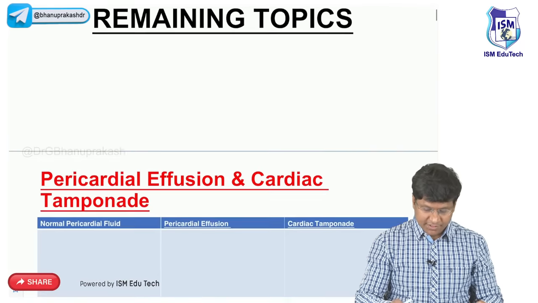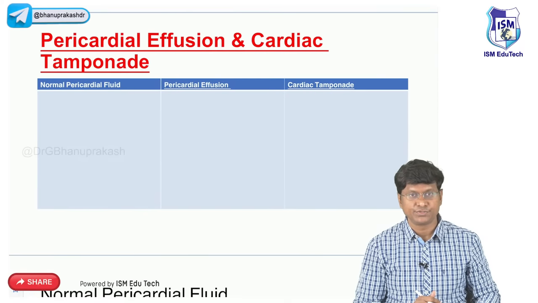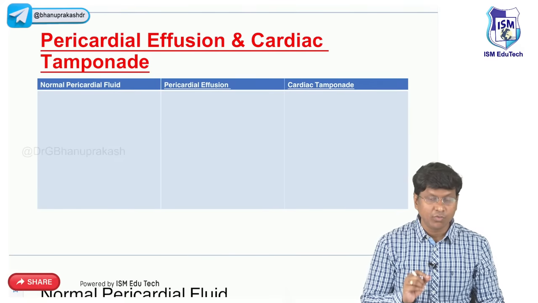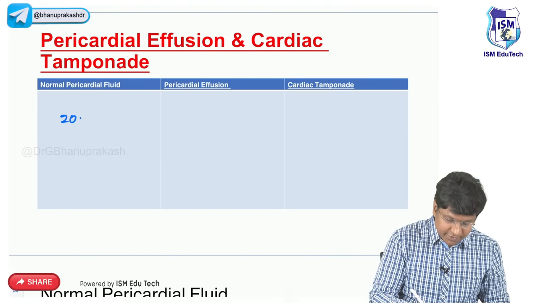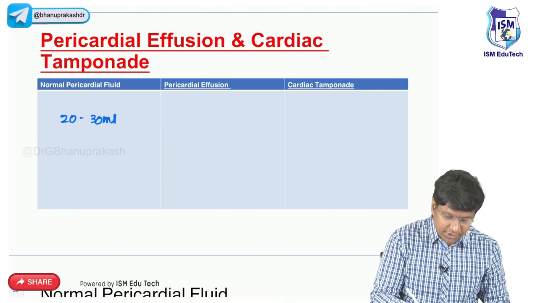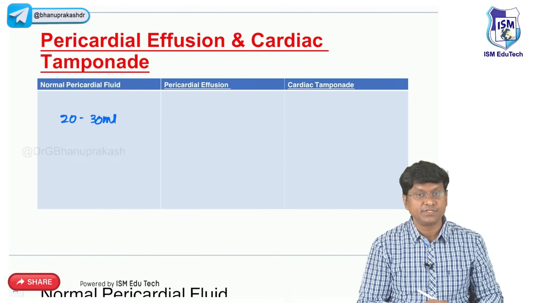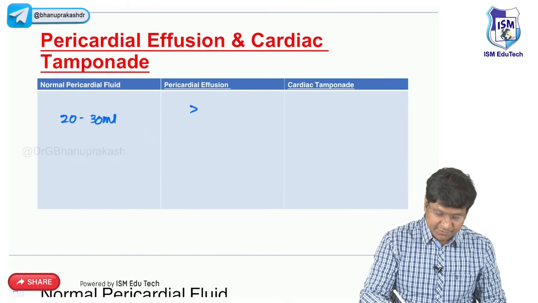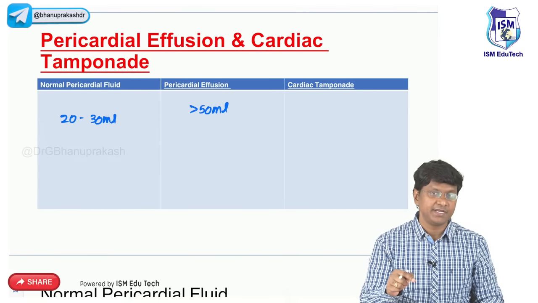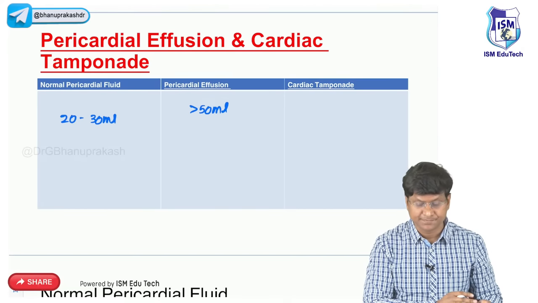Now, the first important thing is pericardial effusion as well as cardiac tamponade. First of all, what is the normal quantity of the pericardial fluid? The normal quantity of the pericardial fluid is around 20 to 30 ml present within the pericardial space. Now, when do you call it pericardial effusion? You call it pericardial effusion when more than 50 ml of fluid is accumulated in the pericardial space.